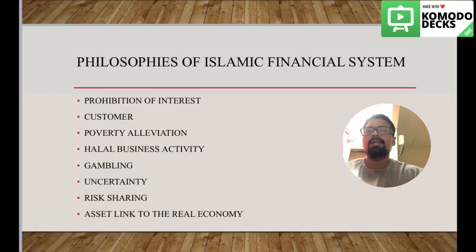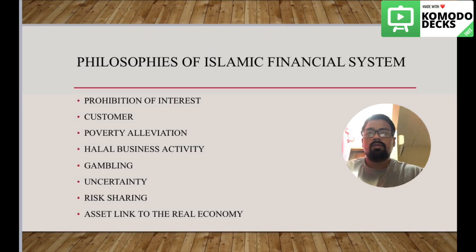We move to the next slides, which is the philosophies of Islamic financial system. As we can see from the slide, there are 8 philosophies that must be kept in the Islamic financial system, which is prohibition of interest, poverty alleviation, halal business activity, gambling, uncertainty, risk sharing, and asset link to the real economy.